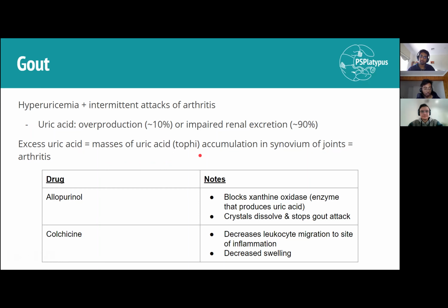So there are a couple of different drugs. You have allopurinol and colchicine, which are the two that we particularly want to know. There's a bunch more referred to in the lecture, I believe. Allopurinol blocks xanthine oxidase, which is an enzyme that produces uric acid. Essentially, decreased production causes the crystals to eventually dissolve and stops the gout attack. Colchicine decreases leukocyte migration to the site of inflammation and decreases swelling altogether.